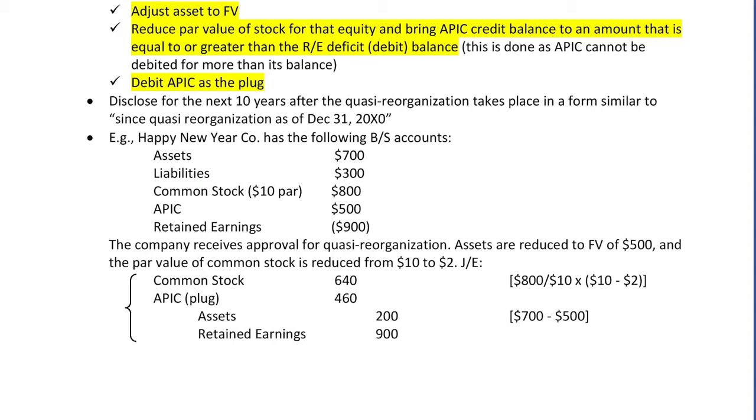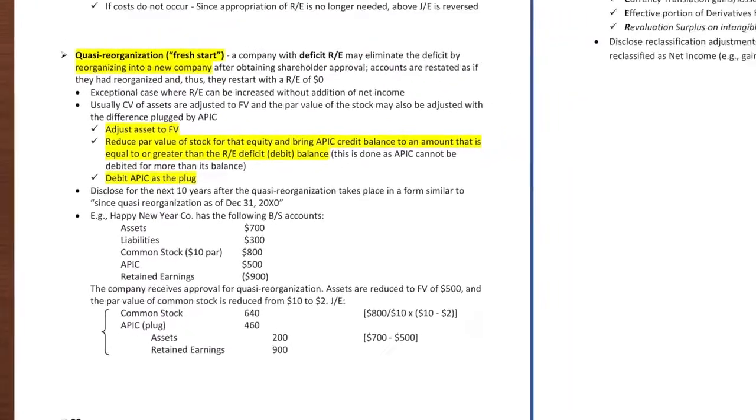So guys, after the quasi reorganization, retained earnings has moved up from negative 900 to $0. That was the entire purpose of this quasi reorganization.